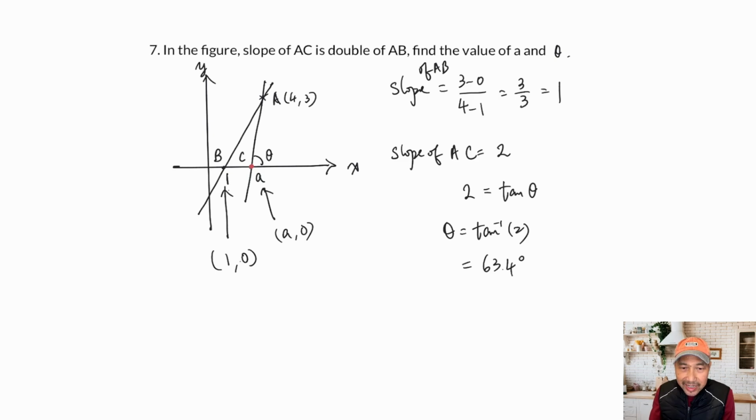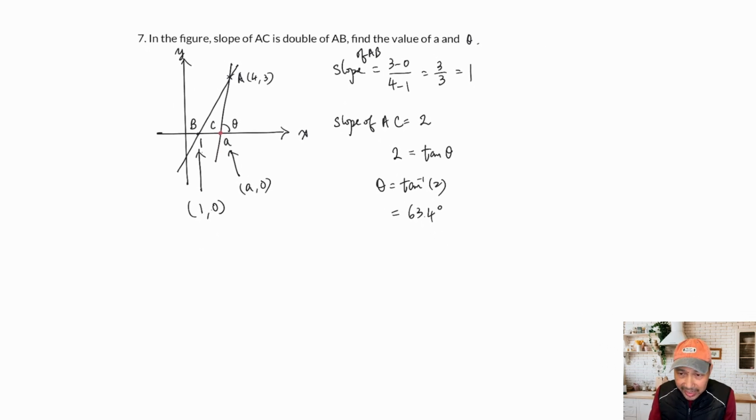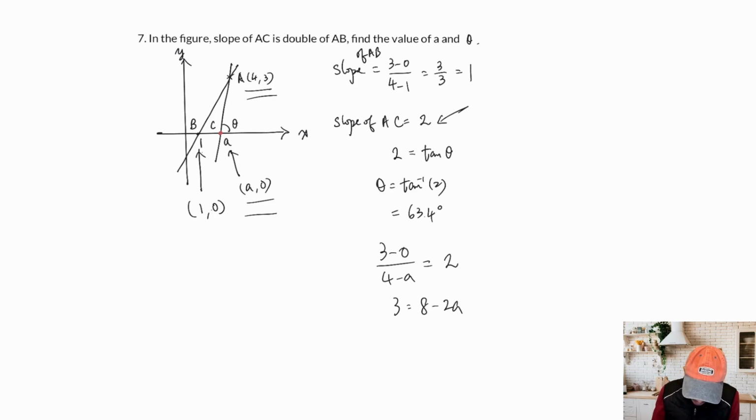Now the coordinate of the x-intercept of AC should be equal to (A, 0). To find the value of A, we can use these 2 points. We put in the formula 3 minus 0 over 4 minus A is equal to the slope. The slope of AC is equal to 2, so we put 2 here. 3 is equal to 8 minus 2A, so 2A is 5. A is equal to 5 over 2.